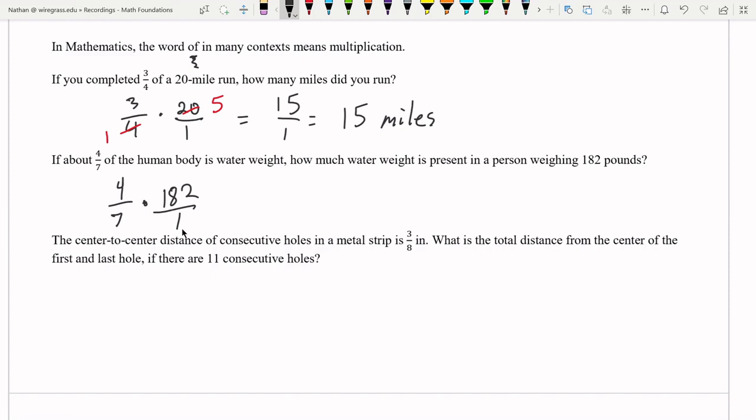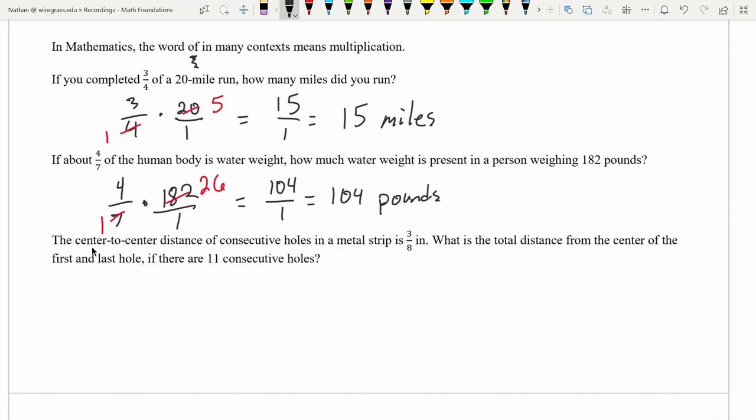Let's see if 7 can go into 182. I'm just going to type it in a calculator. It can go in there evenly. So 7 divided by 7 is 1. 182 divided by 7 is 26. 4 times 26 is going to be 104. 1 times 1 is 1. So we get 104 pounds. That's 4/7 of 182.